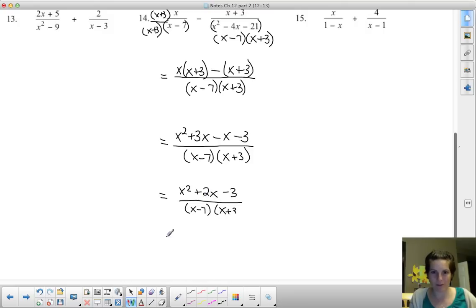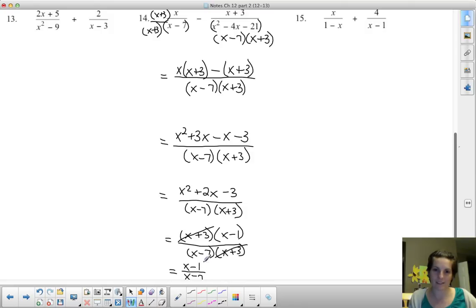Oh, this numerator is factorable. Pair of numbers that multiply to negative 3 but add to positive 2, 3 and negative 1. So x plus 3 times x minus 1 all over the common denominator, x minus 7 times x plus 3. And I can simplify this time. x plus 3 over x plus 3 becomes a 1, so that my final answer for this problem is x minus 1 over x minus 7. And if you want the parentheses, you can put them in there.